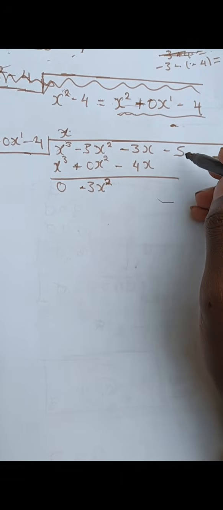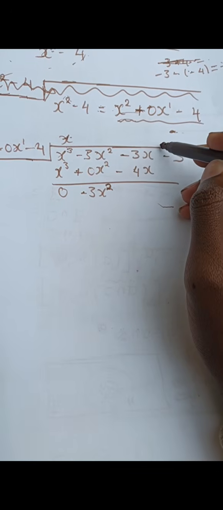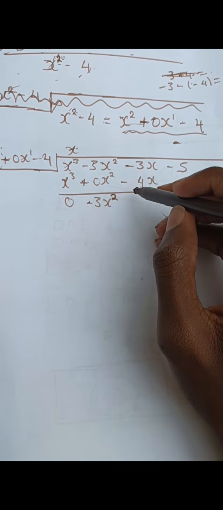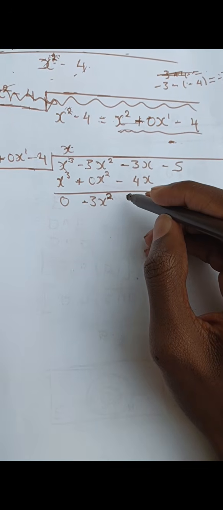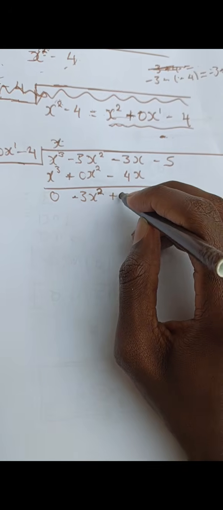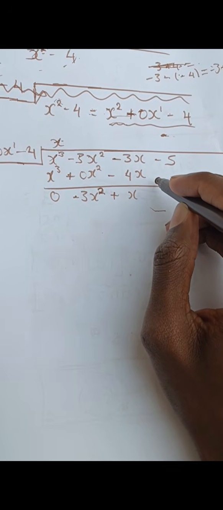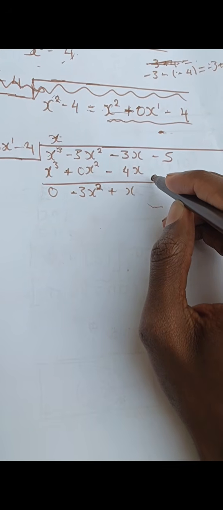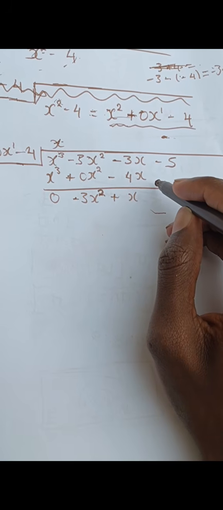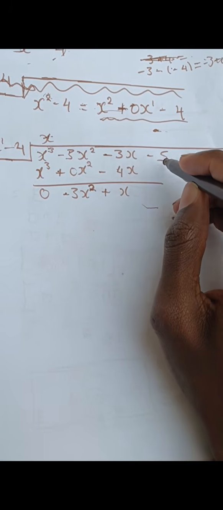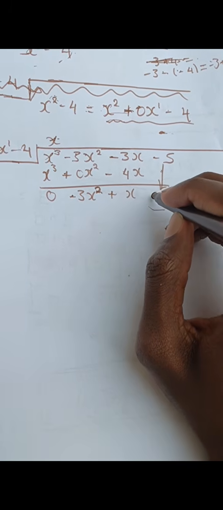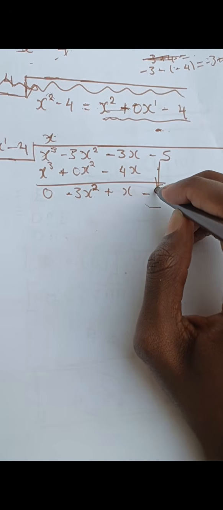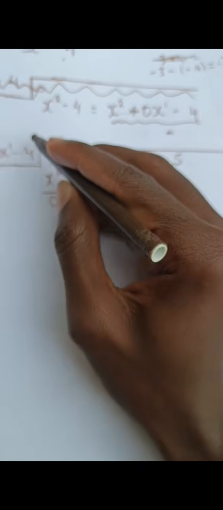Okay, so I'm saying that it is the same as having this one. So eventually we are ending up with positive 1, right? Positive 1x. So we're going to say plus x. So let me drop this one. I'll drop it here. So we are going to have negative 5.